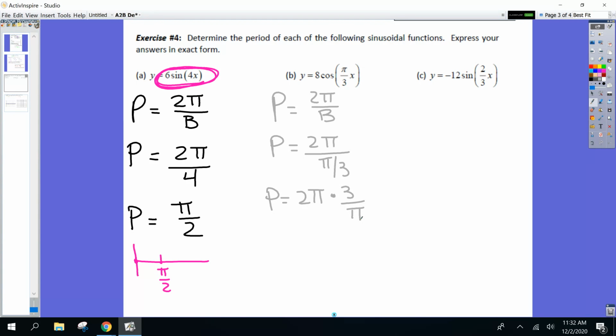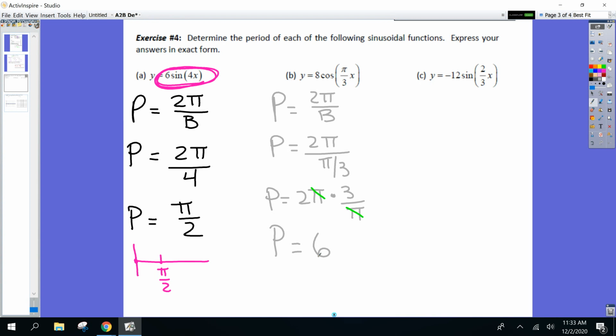Bassett, what's canceling out? The pi's. Pi's, yep. So they're gone. And what's my period here? 6, 2 times 3. So the period there is 6. And 6 radians now. Okay, so it would take me 6 radians to graph this curve.